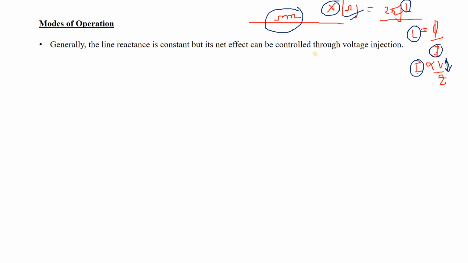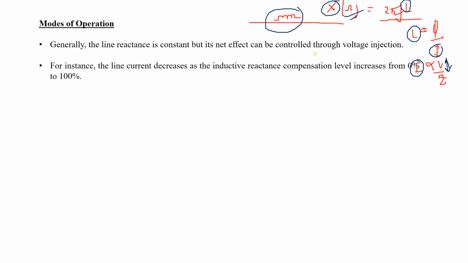So the effect of the reactance in ohms, the magnitude of ohms, is obviously changing, but physically we are not changing anything. We are just controlling the voltage injection, which results in the change in the line reactance.